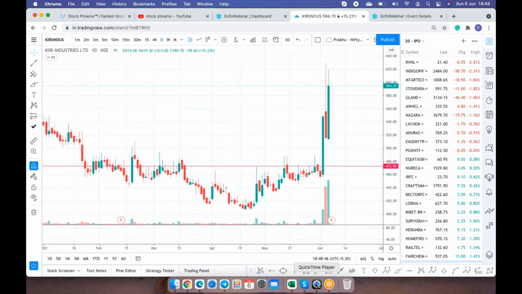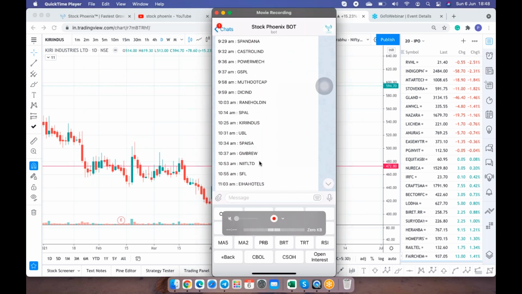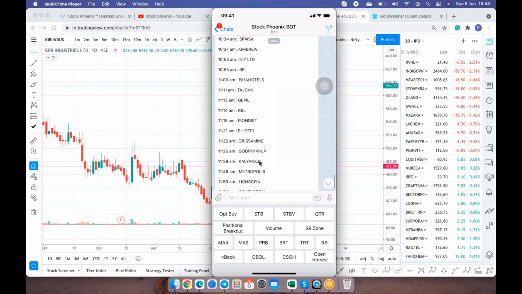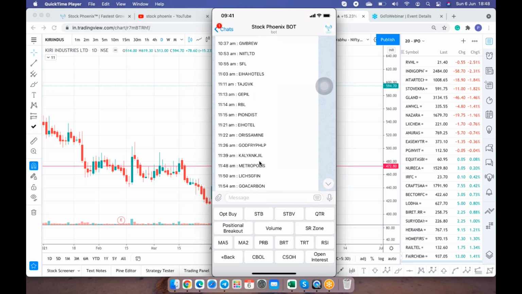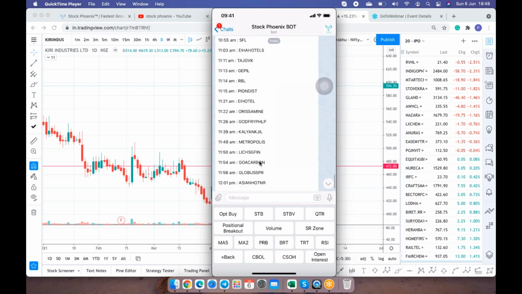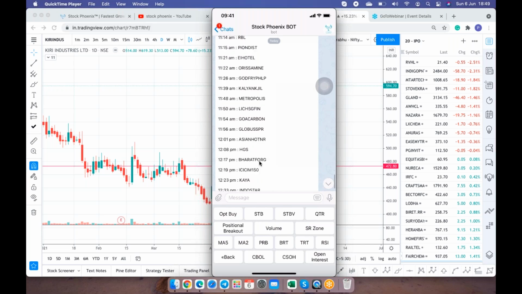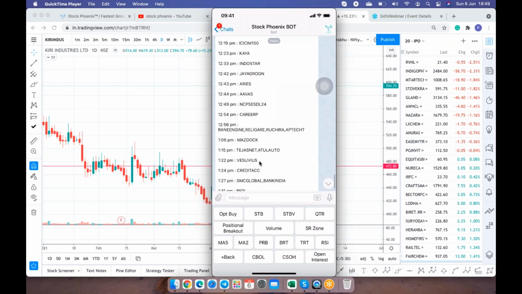These are the kind of quick volume alerts. See, UBL we got a volume alert by morning itself. GM Breweries got upper circuit, and Kalyan Jewelers also gave a volume breakout at 11:30. It went close to upper circuit. So LIC Housing Finance. So wherever the stock is getting volume.